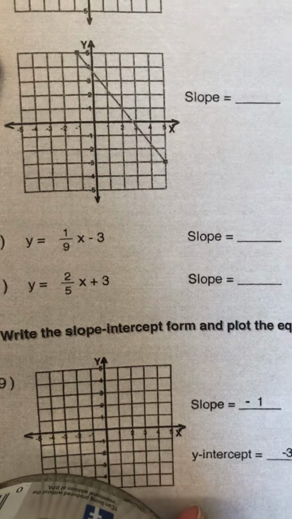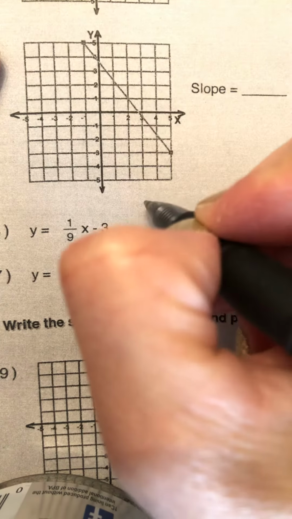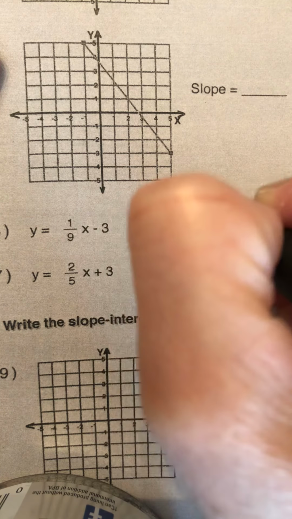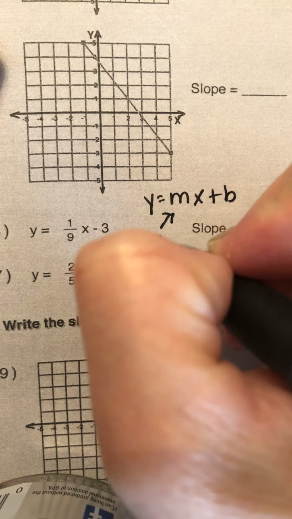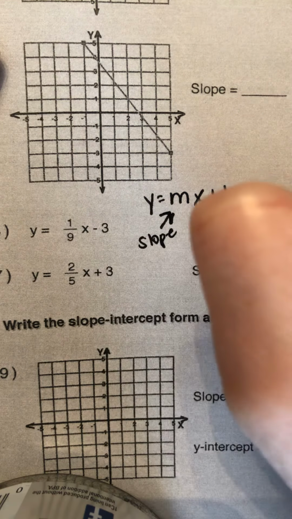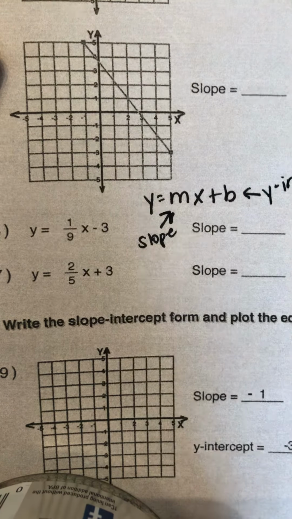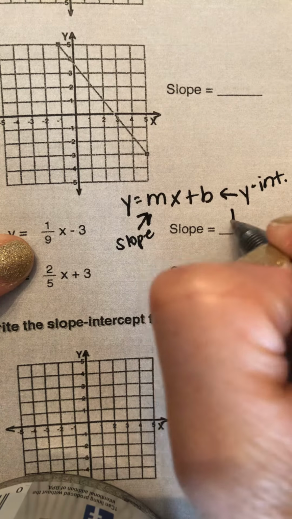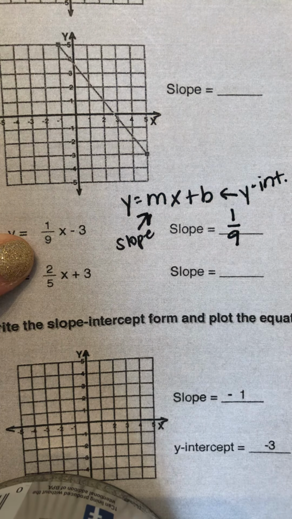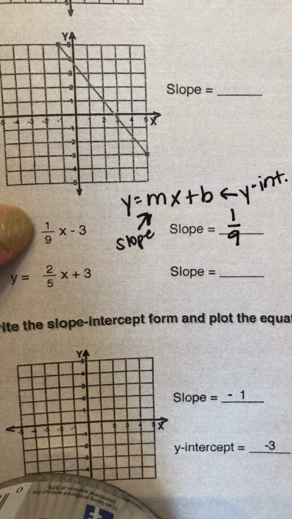All right, let's slide down and look at number 5. It's asking you just to write the slope. Okay, just as a reminder, y equals mx plus b. M is your slope, and b is your y-intercept. All right, so if it's asking you to write the slope on each of these problems, the slope is going to be 1/9. 1 over 9. You do not need to put the x with it because x is not part of the slope. This is your slope, 1 over 9.